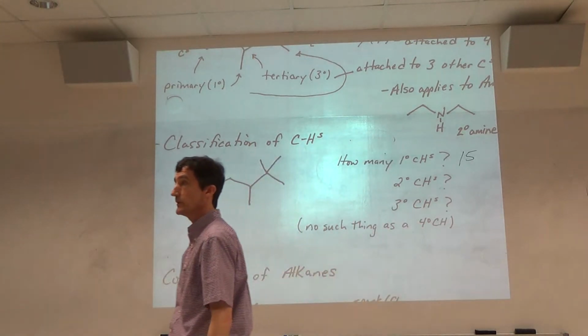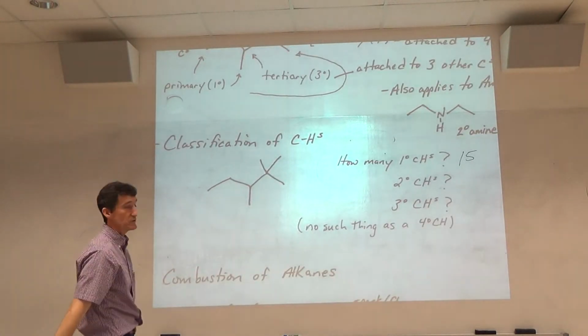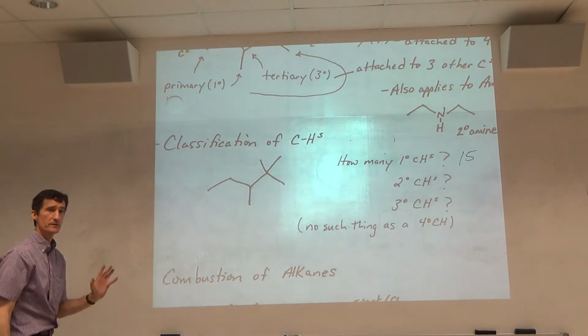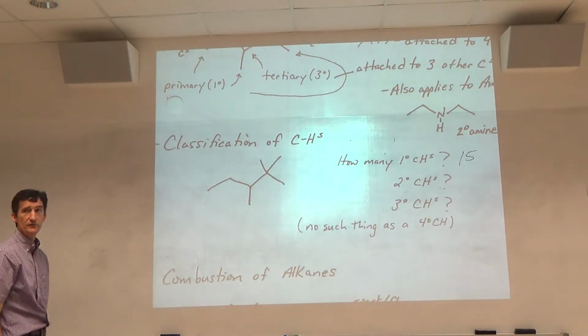When you say CHs, you're talking about how many H's are bonded to the primary carbons. Exactly, how many H's are bonded to the primary carbons. Because the H is not primary, secondary, tertiary, it's the carbon that's primary, secondary, tertiary. Have I got 15?